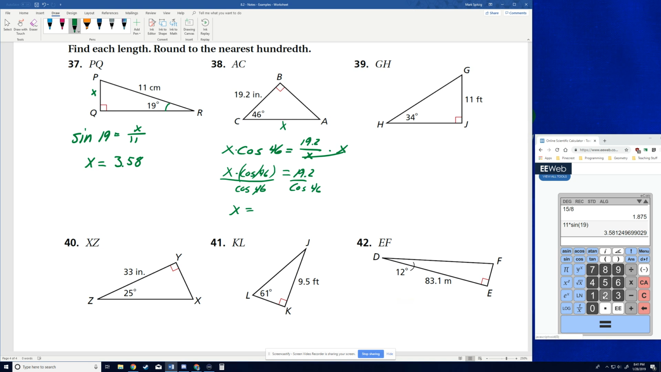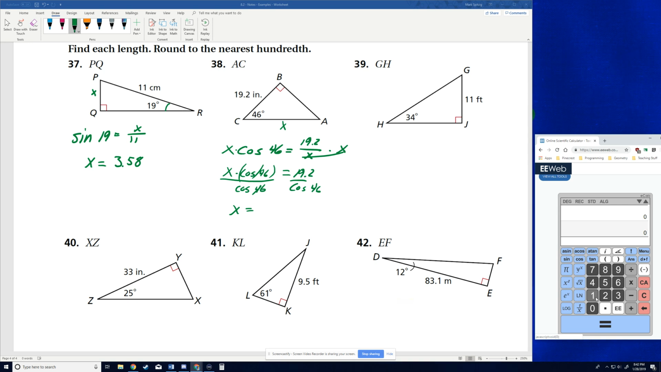And so if you'll notice what ended up happening, in my original equation, all I did is end up swapping these two values, the 19.2 and the cosine 46. So if you see that shortcut, you can write it out once and then just swap them, and it ends up being the same thing. That's just how the algebra works out every time.